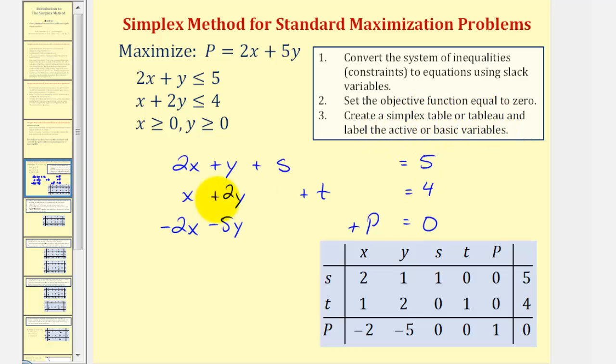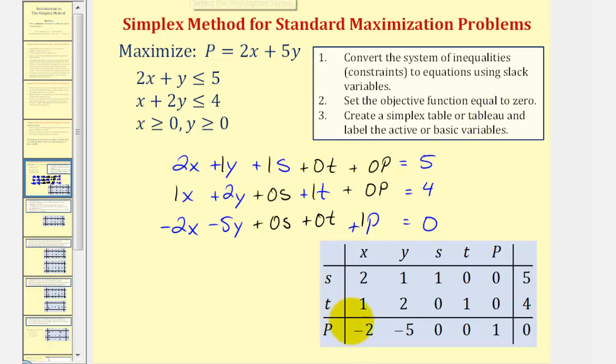Before we do this though, I am going to change the form of these equations slightly. Let's include every variable in every equation. So we'll write the first equation as 2x plus 1y plus 1s plus 0t plus 0p equals 5. Second equation we'll write 1x plus 2y plus 0s plus 1t plus 0p equals 4. Third equation, negative 2x minus 5y plus 0s plus 0t plus 1p equals 0. We'll be using all of these constants in our tableau.